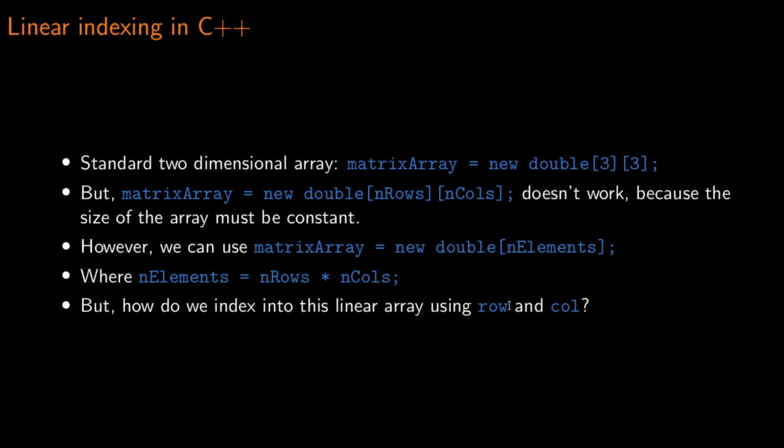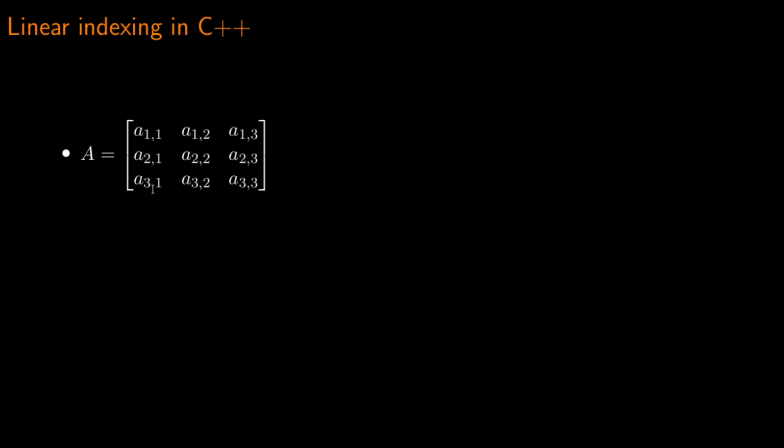Okay, so the real question then is, if we're going to store all of our elements as a linear array, how do we index into that array using row and column references? Well, this is the array that we're talking about. As an example, A is simply a 3x3 array, like so.